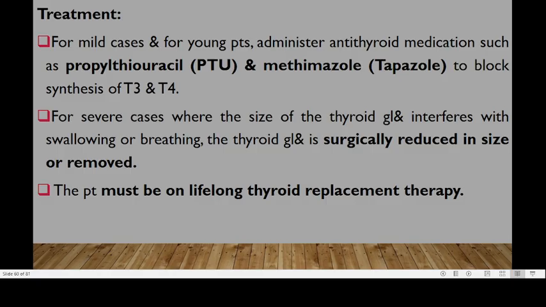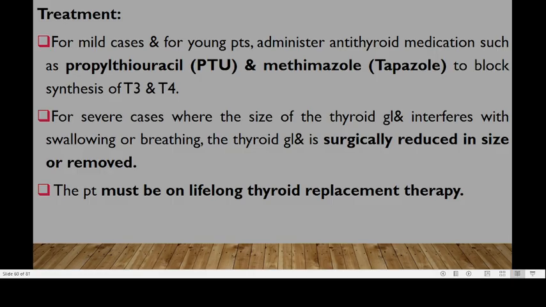For treatment, for mild cases and for young patients, you administer antithyroid medication such as propylthiouracil or methimazole to block the synthesis of T3 and T4. For severe cases where the size of the thyroid gland interferes with swallowing or breathing, the thyroid gland is surgically reduced in size or removed.